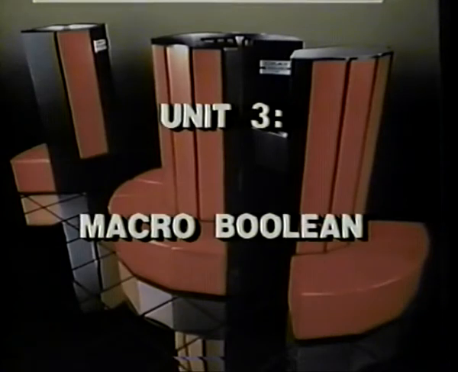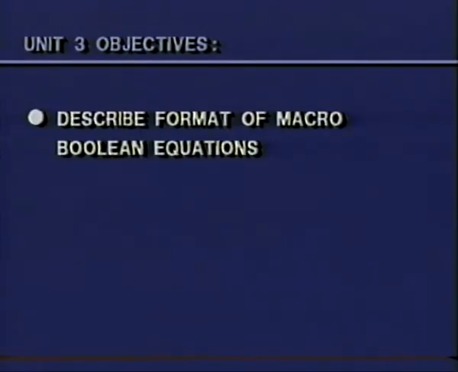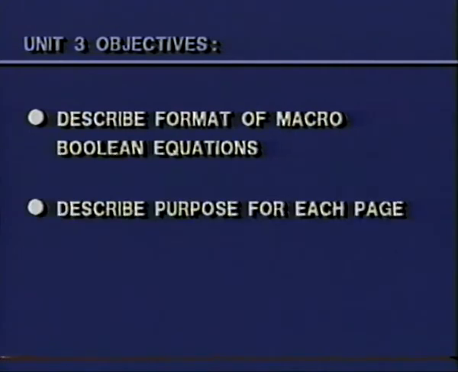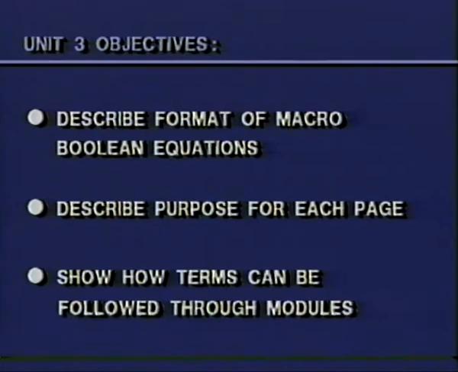Unit 3, Macro Boolean. The objectives of this unit are to describe the general format of macro Boolean equations, describe the purpose for each page of XMP macro Boolean, and show how terms can be followed through different modules using the macro Boolean.